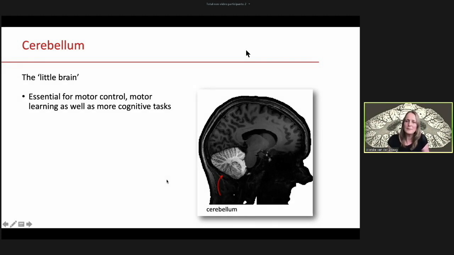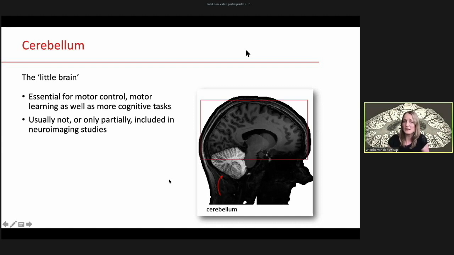And the main problem of cerebellar imaging is that it's usually not, or maybe only partially included in neuroimaging, where we tend to stick to this red box that you see here. And effectively, that means that we're not looking at the entire brain. It means that we're looking at something more like this.